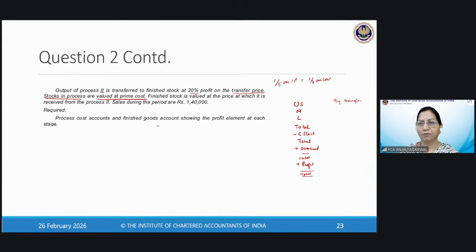Opening stocks, material, labor, calculate the total. Why is total necessary? Because on this you will apply the proportionate method. Therefore, it is important to have the totals here. That's why you are following the weighted average. Then after deducting the closing stock, you have the total prime cost of goods transferred, plus overheads, total factory cost of goods transferred, add your profit, and then total value of goods transferred.